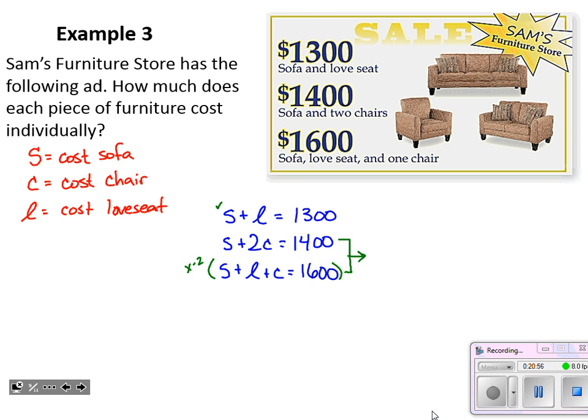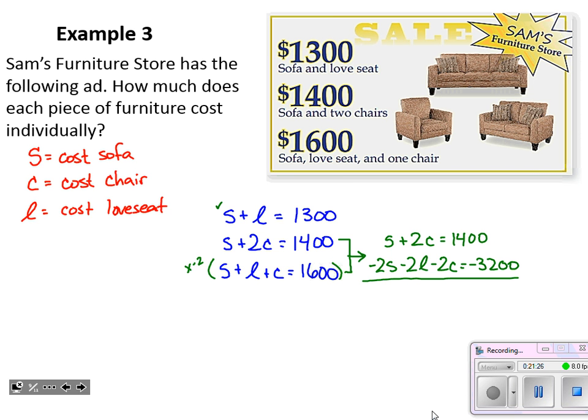And here's what I'll get as a result. My top equation did not change. S plus 2C equals 1,400. Now my bottom equation becomes -2S minus 2L minus 2C equals -3,200. And although it looks really complicated, it looks like we made it more difficult, this will actually produce something that we can work with. So keeping it organized shows us that we're on the right track here.